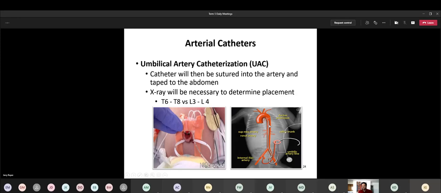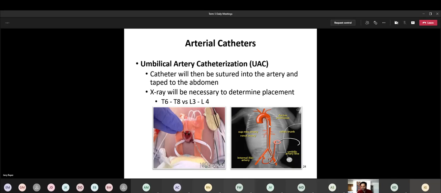Okay, now as far as placement, let's say that they did get one inserted. And then if you notice, just from the picture right here, you've got two catheters. So this one is probably, can't really tell, but this is probably the artery, and then this is probably the vein.